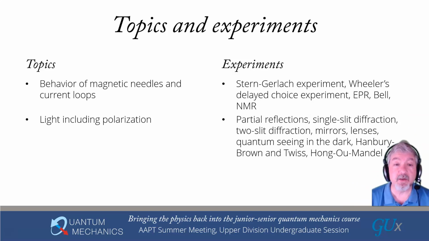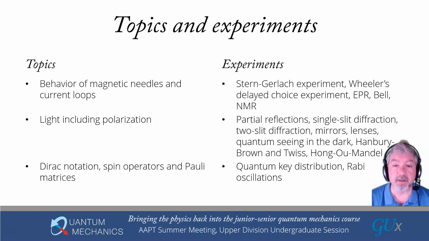Then we introduce light in the way that Feynman does. With this, we can talk about partial reflection of light, single slit diffraction. And I want to encourage people to recall that single slit diffraction does have wave behavior to it. We often teach quantum mechanics and say in the single slit it's a particle, but it really isn't. It's still a wave even in single slits. Two slit diffraction, mirrors, lenses, quantum seeing in the dark or interaction-free measurements, which is a remarkable experiment that every student in quantum mechanics should know, Hanbury Brown and Twiss, and the Hong-Ou-Mandel experiment.